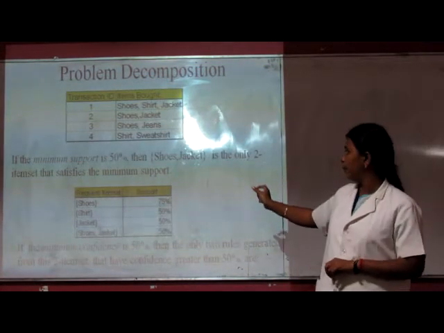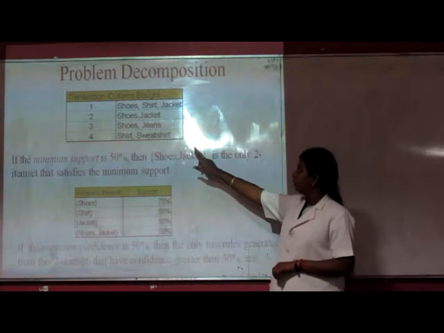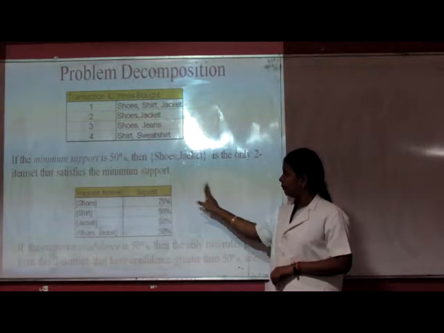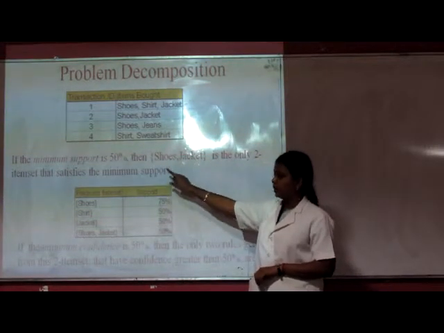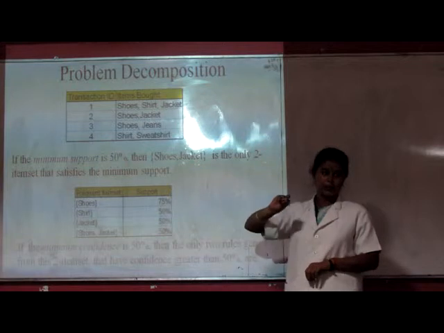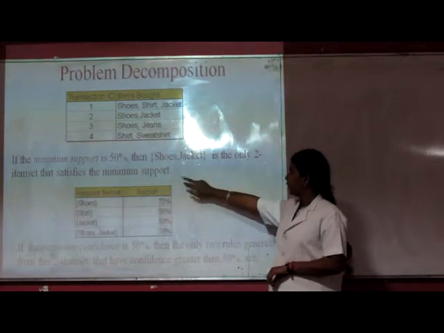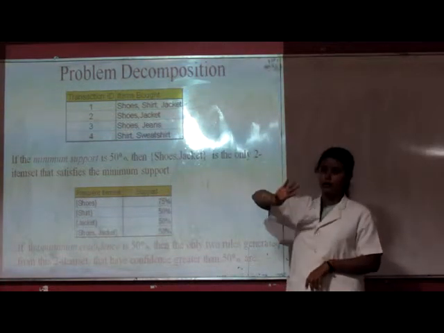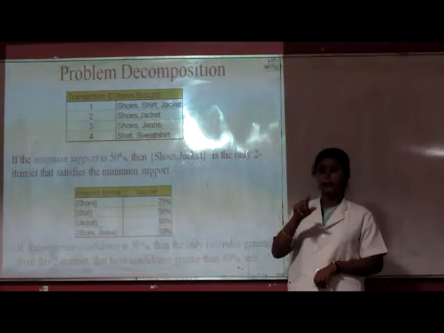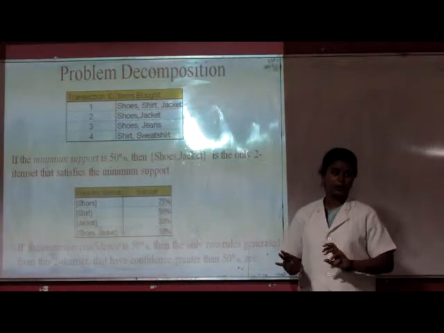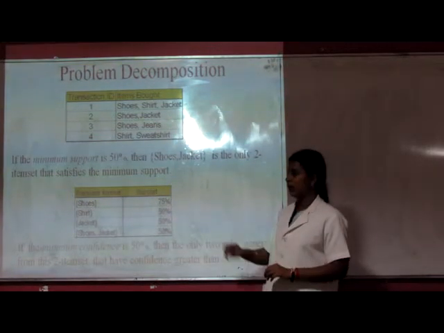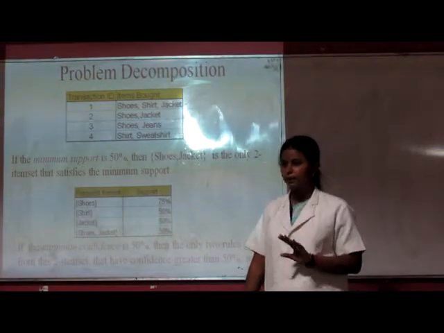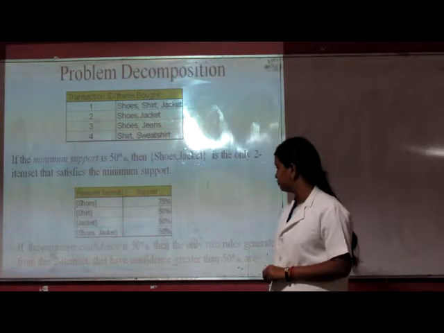So this is an example. I have 4 transactions with shoes, shirt and jacket. Among these, my minimum support must be 50%. If I take shoes and jacket, only 2 transactions have that. Among 4, 2 transactions have it, so 50% support results. The item transaction should satisfy the minimum support value.